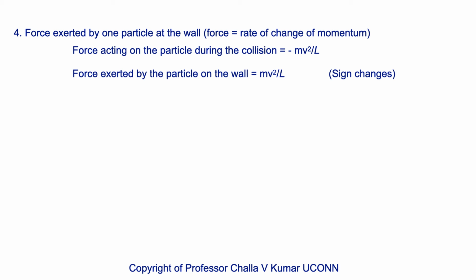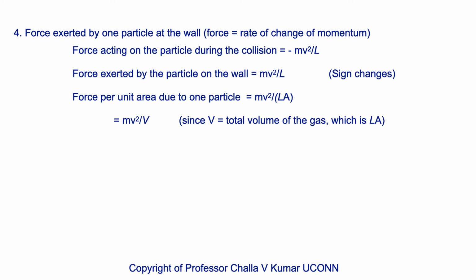So once we know the force, we can now calculate force per unit area, which is equal to pressure. So that equals mv squared over L, and we multiply L with A in the denominator because it is per unit area. A is the cross-sectional area of the wall placed perpendicular to the x-axis. So this is essentially the pressure.